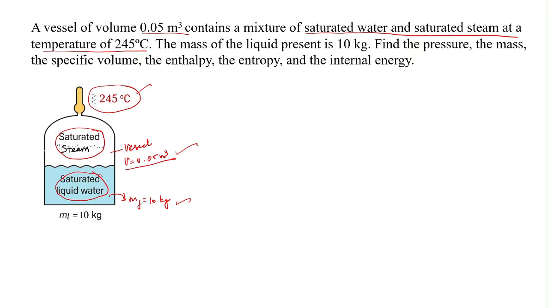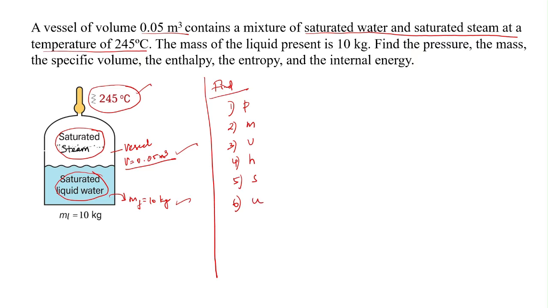Next, what are the parameters that we are going to find? First one is the pressure, at what pressure the vessel exists. Second one is the mass of mixture. Third one is the specific volume of the mixture. Fourth one is the enthalpy of the mixture. Fifth one is the entropy of the mixture. Sixth one is the internal energy of the mixture. So these six parameters we are going to find.